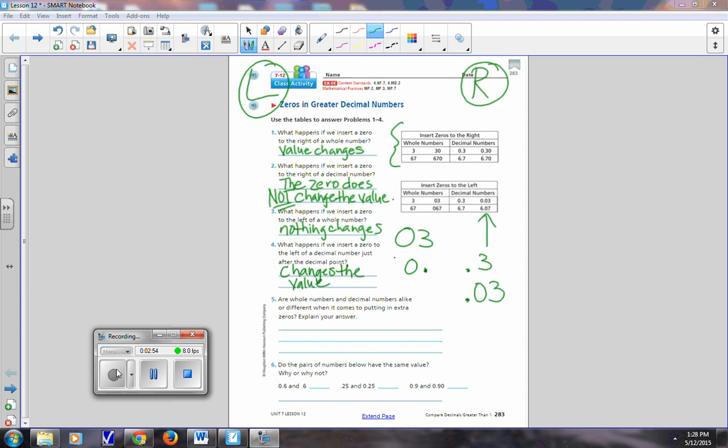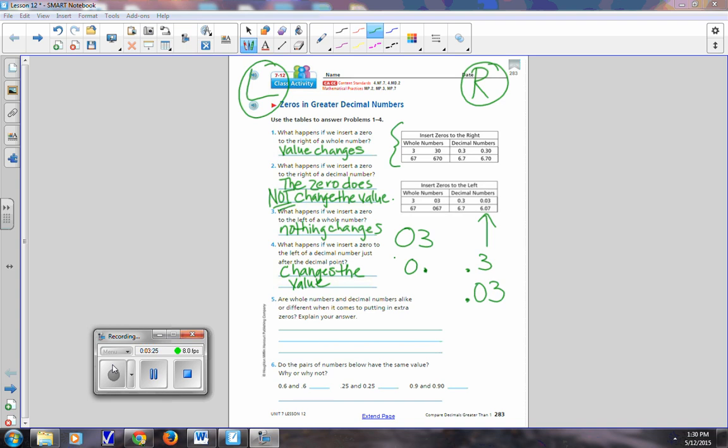Zeros play a huge part in numbers, in reading numbers, and in understanding decimals. Are whole numbers and decimals alike or different when it comes to putting in extra zeros? I want you to think about it and turn and talk to your neighbor.